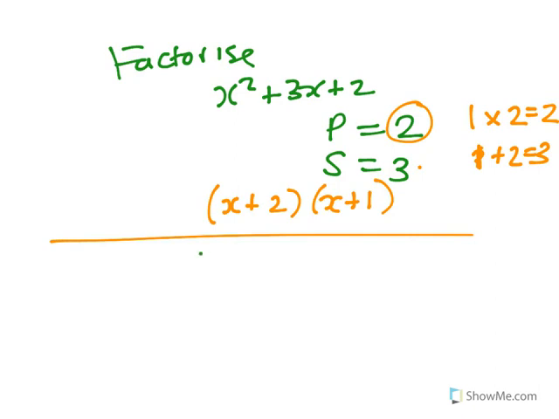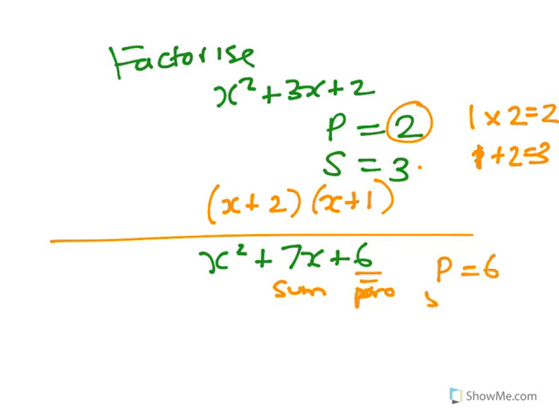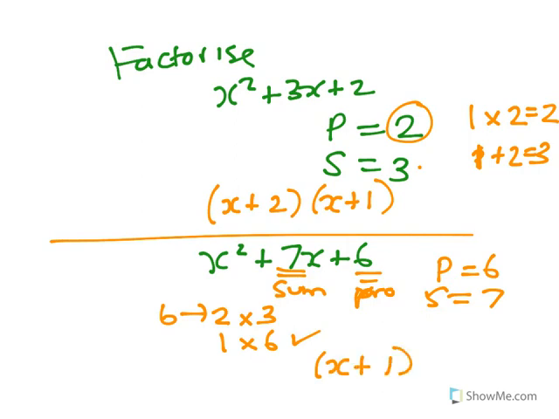Okay, so looking at a different one, let's go x squared plus 7x plus 6. In this one, we want two numbers that multiply to give the last number and have a sum of the middle one. So the product is 6 and the sum equals 7. If you look at 6, the factors are 2 and 3, but that doesn't add to give 7. Or you could go 1 and 6. Yep, that adds to give 7. So it's x plus 1, x plus 6, because 1 times 6 is 6, and 1 plus 6 is 7.